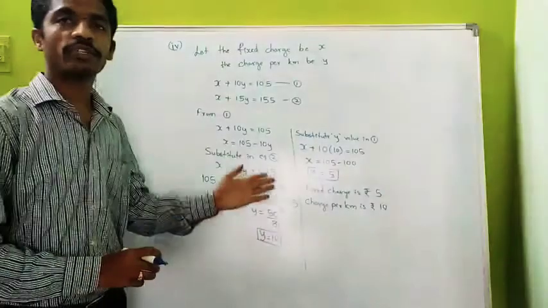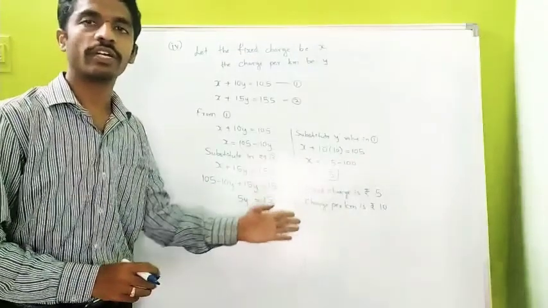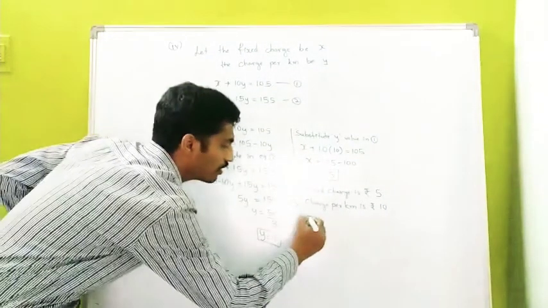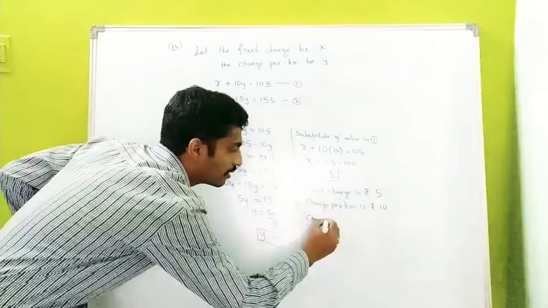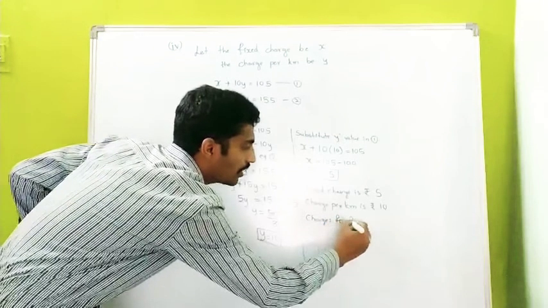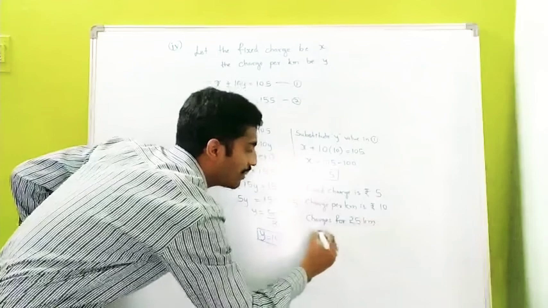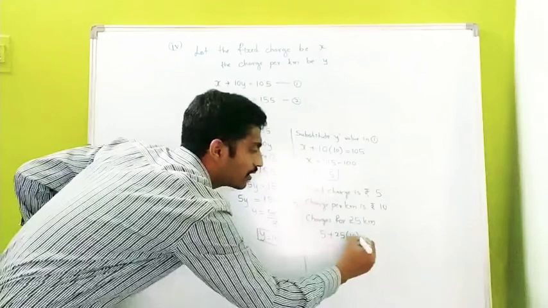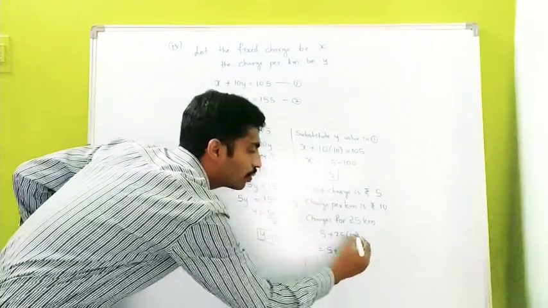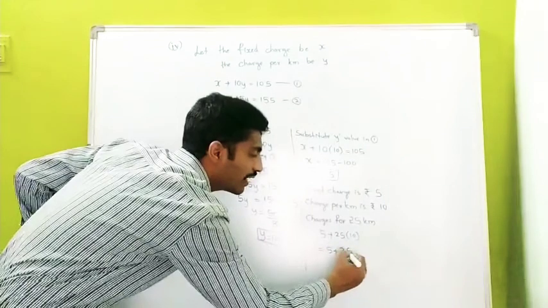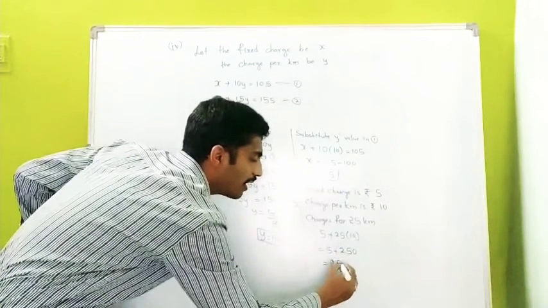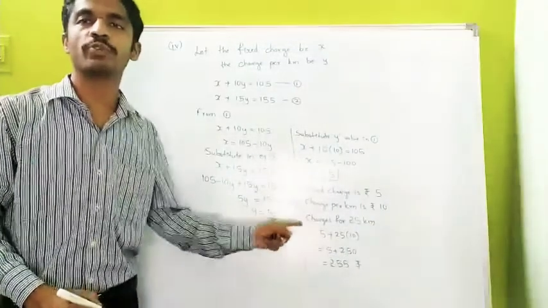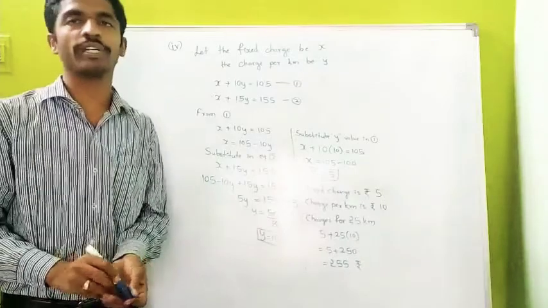Okay, the question is not over yet. The answer is not ended. Still we have to find the cost for 25 kilometers. So the charges for 25 kilometers: the fixed charge is 5 plus 25 into 10, per kilometer. So 5 plus 250. So the total amount, how much do you have to pay? You have to pay 255 rupees to travel 25 kilometers.